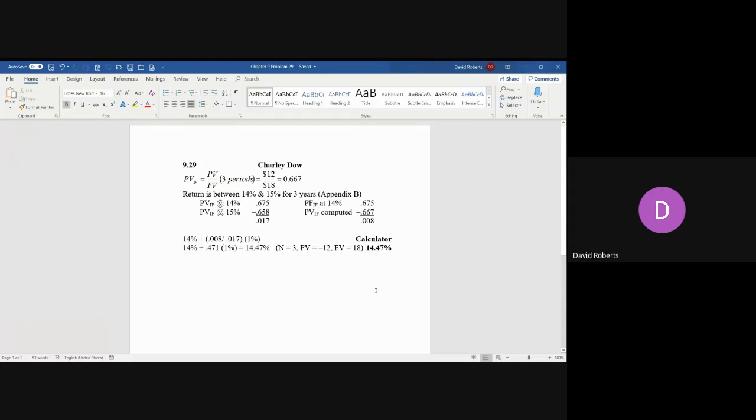At first, this does not appear to be a particularly difficult problem, but there is something you need to be careful of when you're entering the values into your calculator. So we have a share that at the beginning of the period of time is $12. So that would be PV.